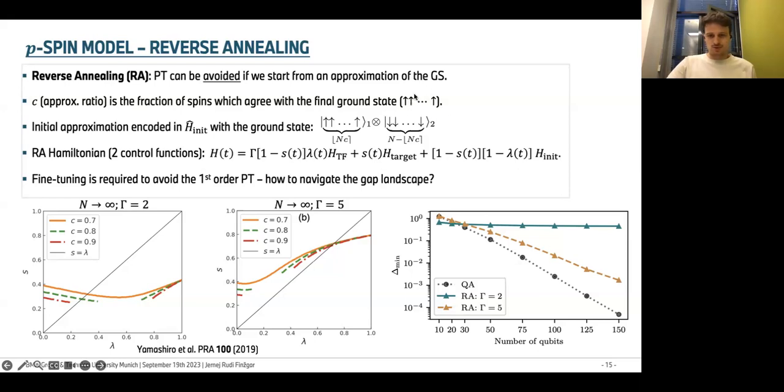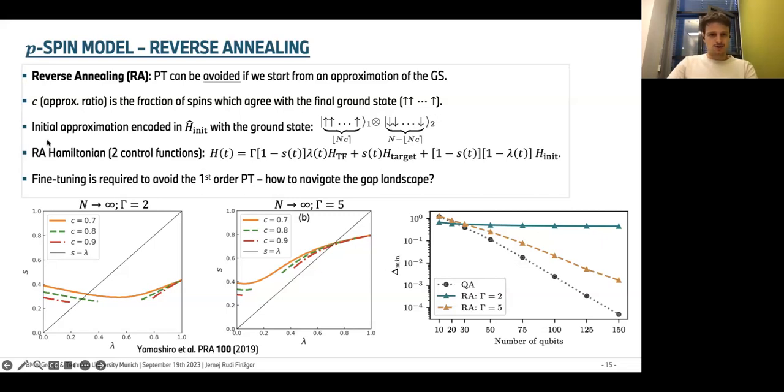So as I said, for odd p, the ground state is all spins pointing up, and one can avoid the first order phase transition if we begin the annealing in a state which is an approximation of this final ground state. You can come up with different approximations of this ground state, but one that was proposed in the literature by Yamashiro et al. was to consider product states of this form, where a fraction p of spins are pointing in the correct direction, and the remaining spins are pointing in the opposite direction.